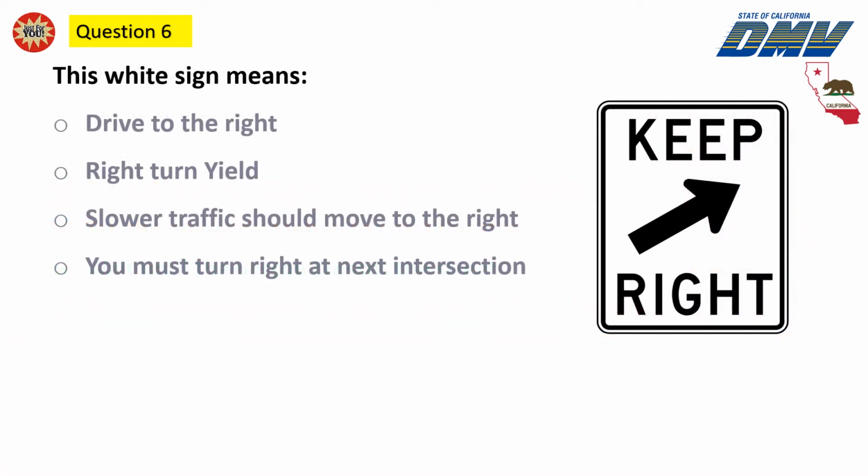Question 6. This white sign means: drive to the right. Right turn yield. Slower traffic should move to the right. You must turn right at next intersection.